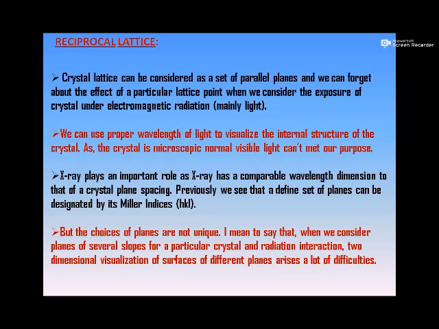Previously we saw that a definite set of planes can be designated by definite Miller indices, and as they are designated by definite Miller indices, they must have a definite interplanar spacing. So we have to choose an X-ray whose wavelength will be comparable to the dimension of that specific spacing between adjacent planes. But the problem is that we cannot designate Miller indices for a particular crystal uniquely.